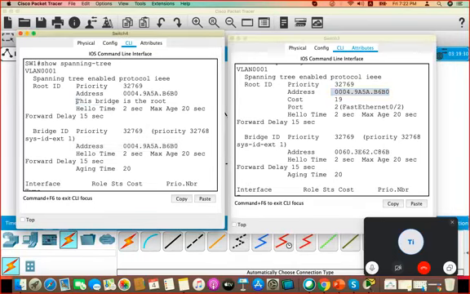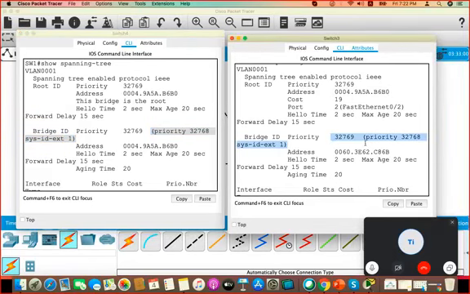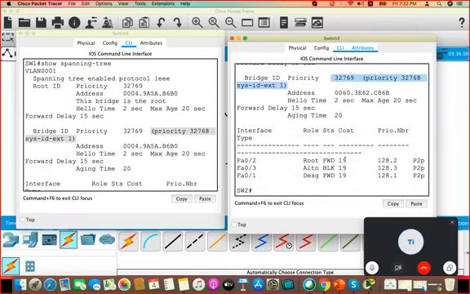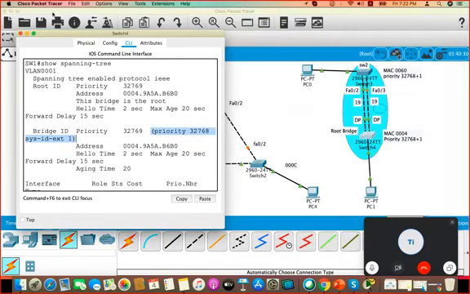This bridge is the root bridge. The bridge ID priority value is 32,768, which is the default priority value. The system ID extension is 1. See? Yes, correct.